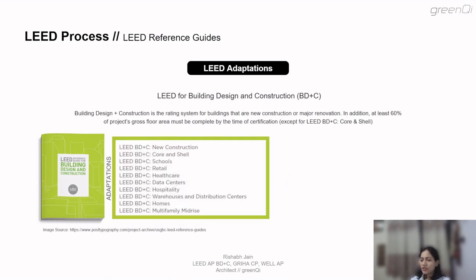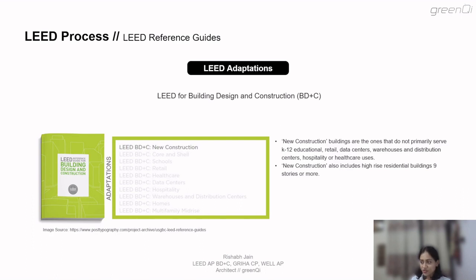Right. So under LEED BD+C, we have different adaptations, and BD+C is applicable to buildings that are new construction or are undergoing major renovation. In addition, 60% of the project gross floor area must be complete by the time of certification, except for LEED BD+C Core and Shell that you see from this list, because core and shell does not include interior fit-outs. So the 60% rule is exempted for that one.